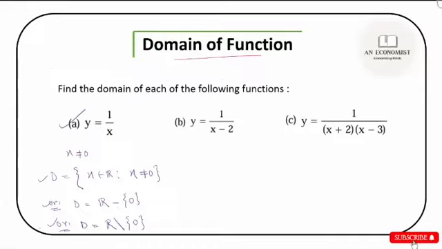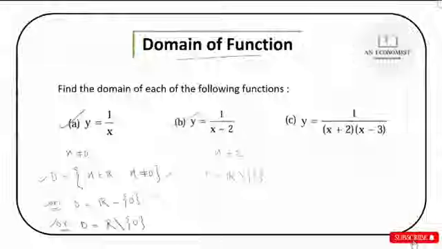Let me do the second question. It's almost the same question, but here X cannot take the value 2. If you put 2 here, it will be 0. So again what do you do? X cannot take the value 2. So the domain will be every real value except the value 2. And you can write this in this manner as well, right?